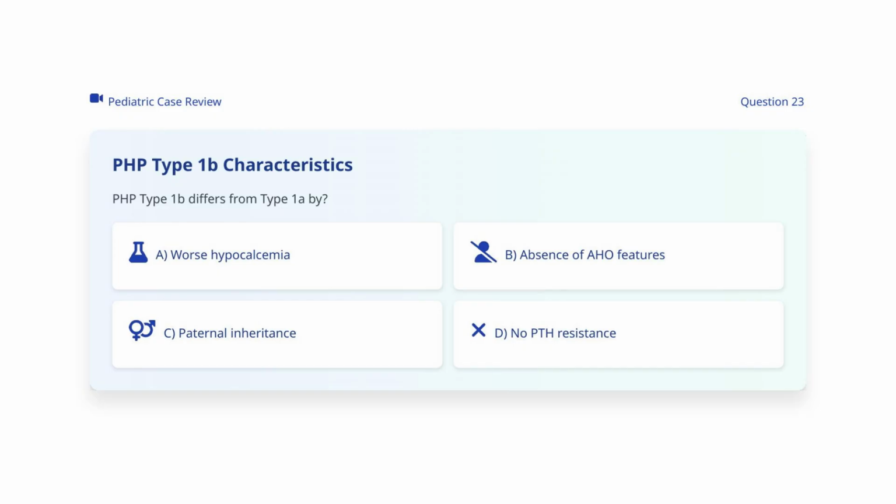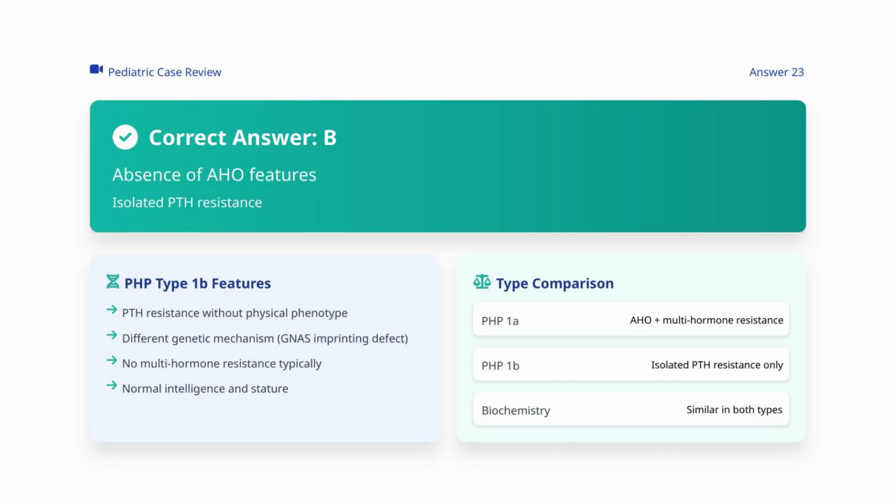Pseudohypoparathyroidism type 1b differs from type 1a by which characteristic? Option A, worse hypocalcemia. Option B, absence of Albright hereditary osteodystrophy features. Option C, paternal inheritance. Option D, no parathyroid hormone resistance. Consider phenotypic versus biochemical differences between subtypes. The correct answer is B, absence of Albright hereditary osteodystrophy features.